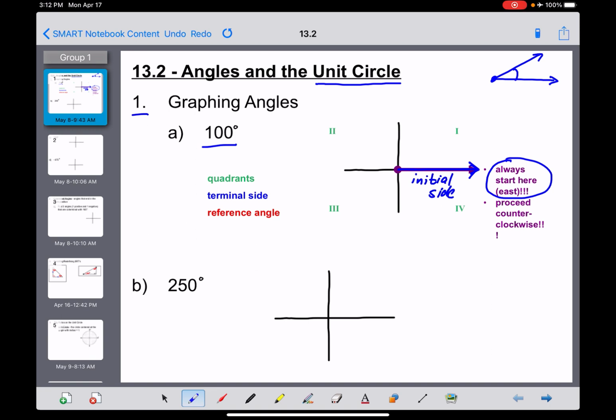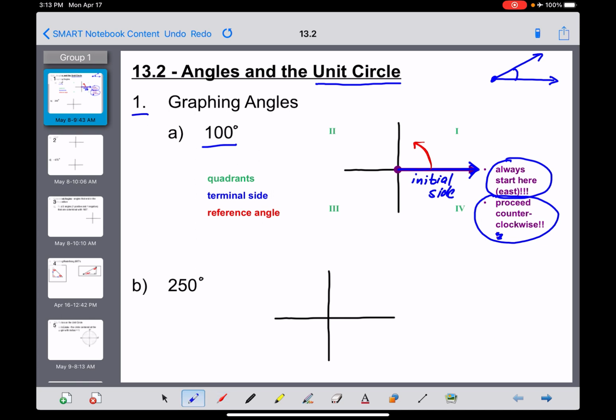Then from there, we're going to draw a second ray that's 100 degrees away from the one that we drew initially. So the second thing to note right here is that we are always going to proceed counterclockwise. So starting from this initial side, we're always going to move up in this direction like that, with one exception, and I'll tell you that in a couple of minutes.